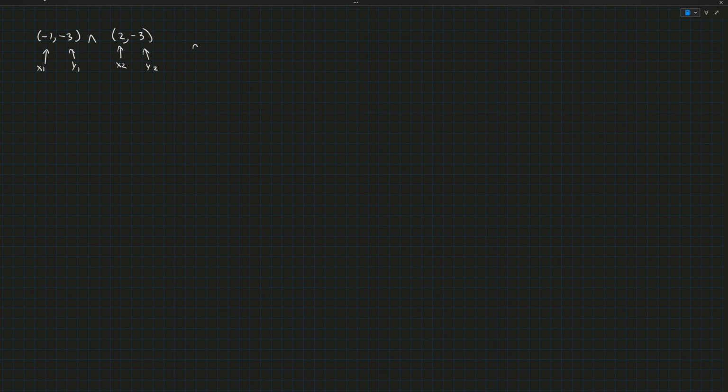So of course the slope is defined as y2 minus y1, which is -3. So don't forget, this is very important. 2 minus, which in this case would be -3 plus 3, 2 plus 1, 0 over 3, which means 0. Uh-oh! We have a slope of 0.